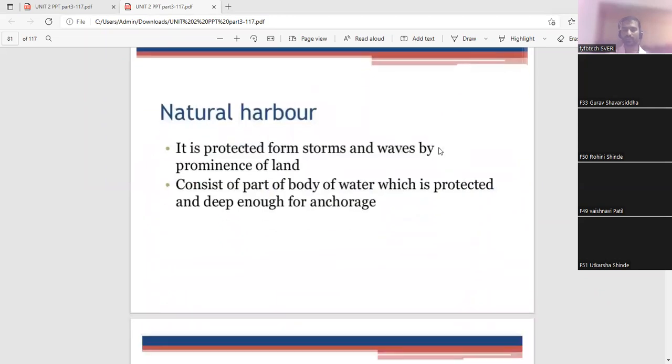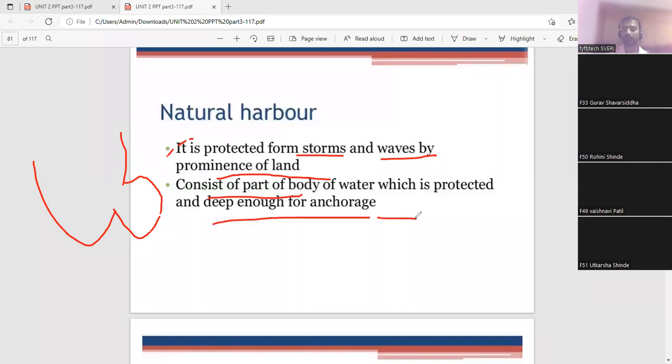See, one more is the natural harbor. This natural harbor is protected from storms and waves by the prominence of land. Wherever there is land and a harbor, that particular harbor is formed naturally only. We are not constructing it. By natural land only, all the waves are blocked. It consists of a part of the body of water which is protected, with deep enough anchorage. It means all the waves and cyclones are blocked naturally by the land only.